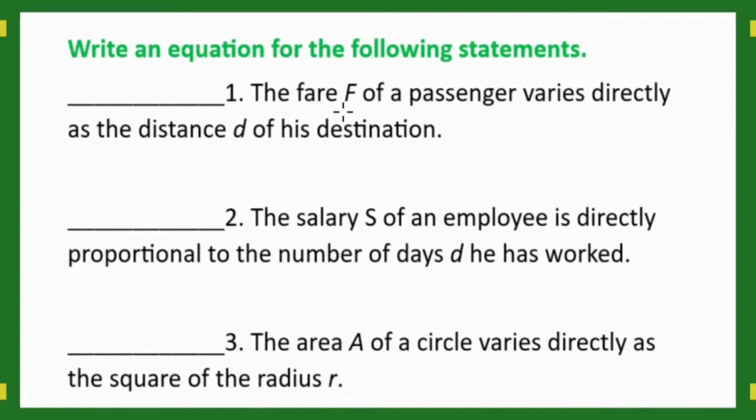Number 1, the fare f of a passenger varies directly as the distance d of his destination. So for number 1, yung variables na ginamit are f and d. So let's translate it. The fare f, that's f is equal to varies directly. So pag na-encounter nyo na yung word na varies directly, that's the time that you will write k as the distance d of his destination. So we will use d.